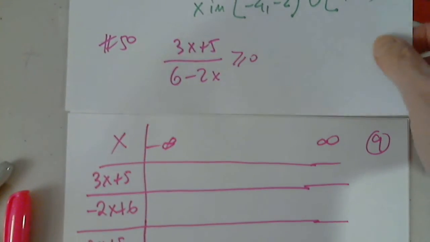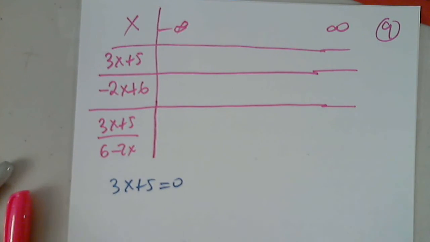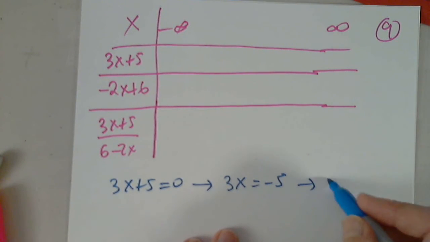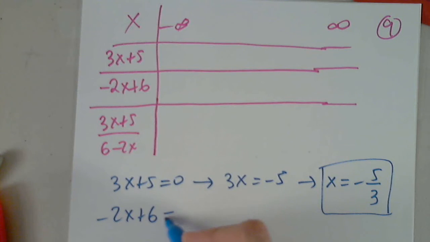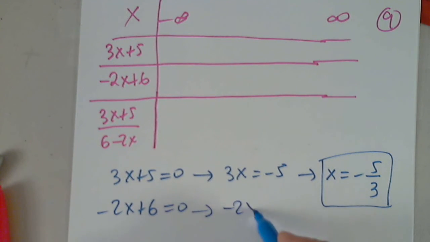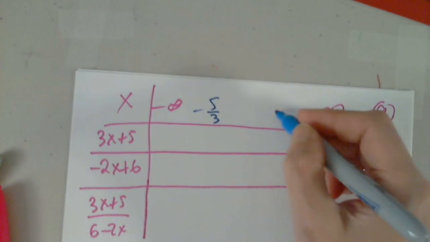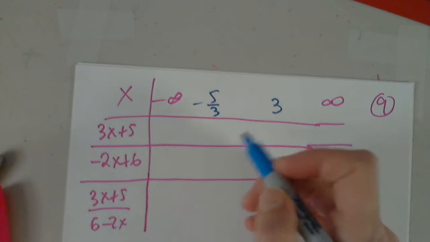Now let's carefully identify the numbers that we need to put in the table. Let's take it slowly: I will take 3x plus 5 and set it equal to 0. From here, 3x equals -5, and x equals -5/3. This is my first number. I will take -2x plus 6 and set it equal to 0. From here, -2x equals -6, and when I divide by -2, I get x equals 3. This is the correct order, -5/3 and then 3. 3 creates the 0 here, and -5/3 here.